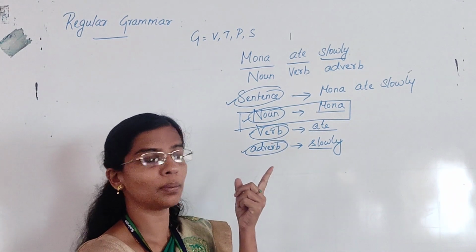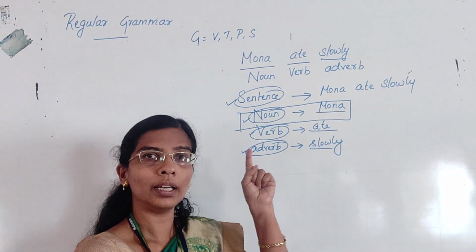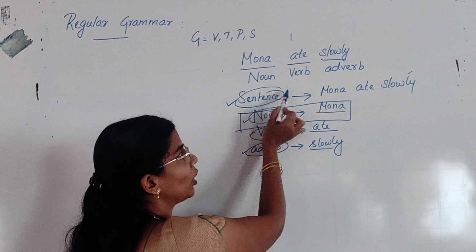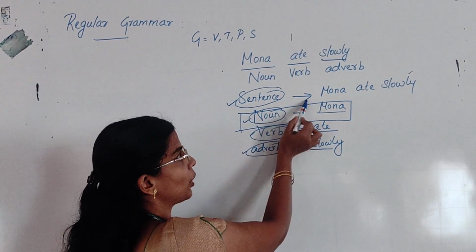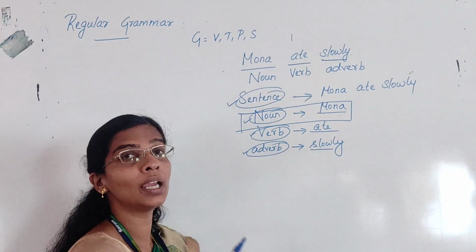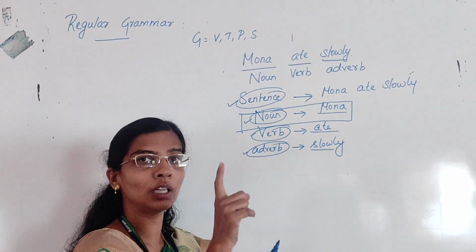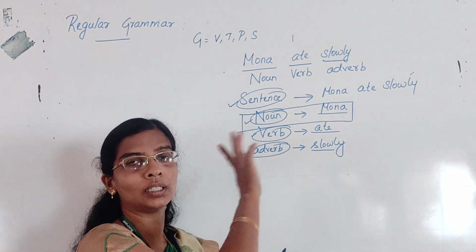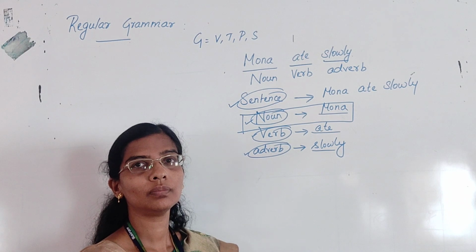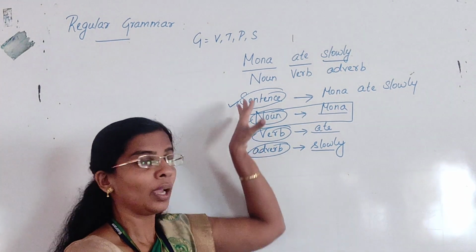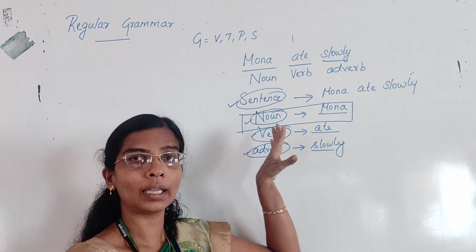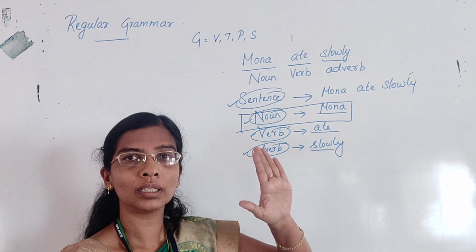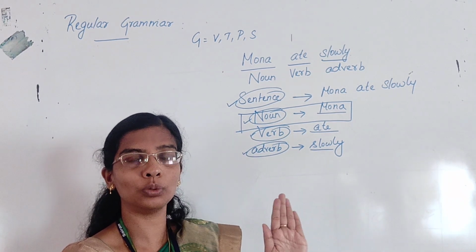And what is your start symbol? Start symbol is the leftmost: go to the first production and check the LHS. The LHS in the first production is your start symbol. So this is the definition of my grammar. Grammar G is equal to variable, terminal, production, and start symbol. Production is nothing but rules.